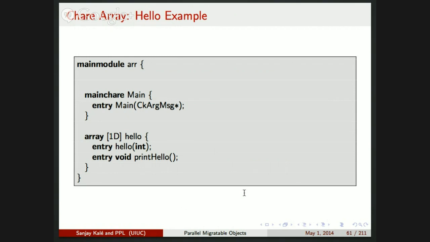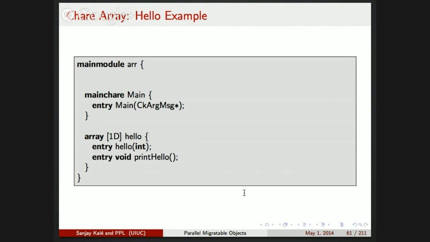So here's another example from the tutorial code section. This is a char array-based example of a Hello World program. So here we have, again, our main module. In this case, it's called ARR. Again, we have our main char, main.